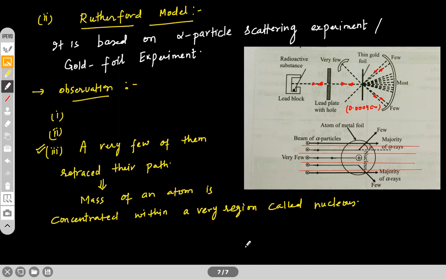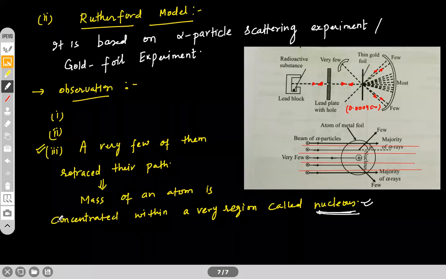Okay, so this is the very important observation and result of Rutherford's experiment, that is the gold foil experiment or alpha particle scattering experiment. The discovery of the nucleus takes place from this. We got to know that there is a very small region within an atom in which the mass of the atom is concentrated. This small region later on is called the nucleus of the atom. Now, based on these observations and conclusions, Rutherford gave his own model, which we call the Rutherford nuclear model. So write down the heading: Rutherford nuclear model.